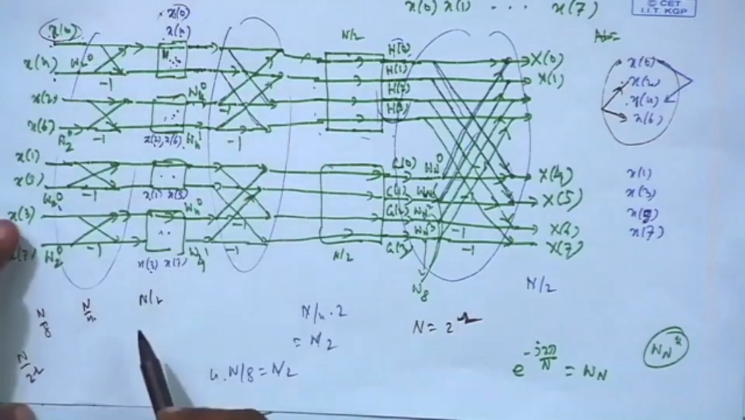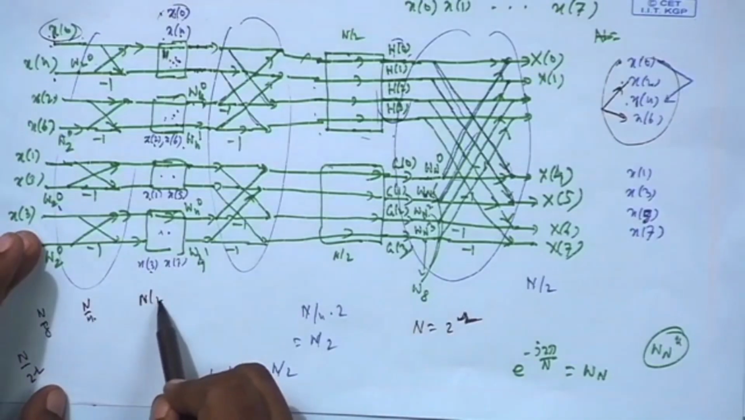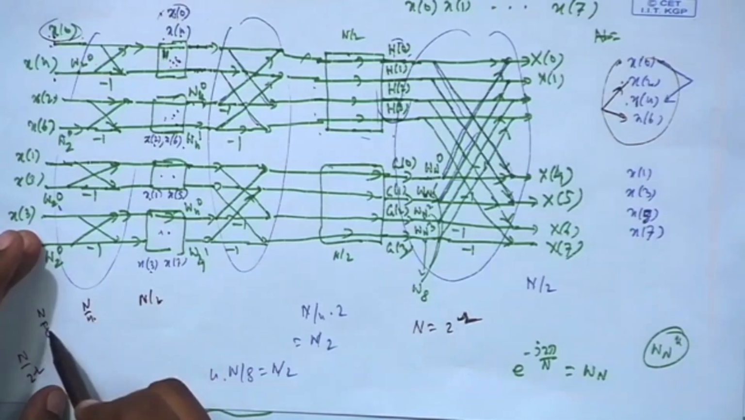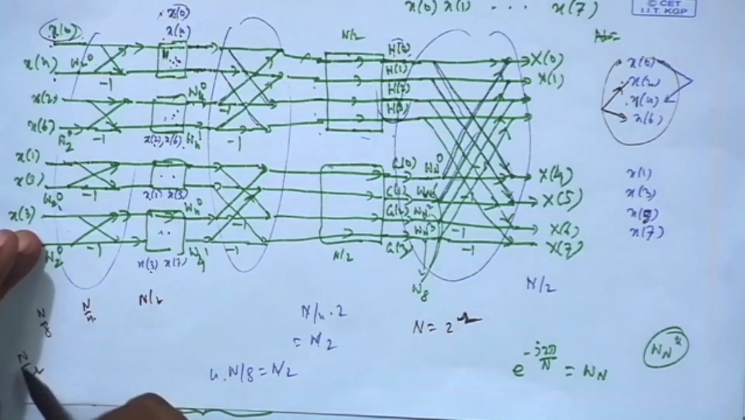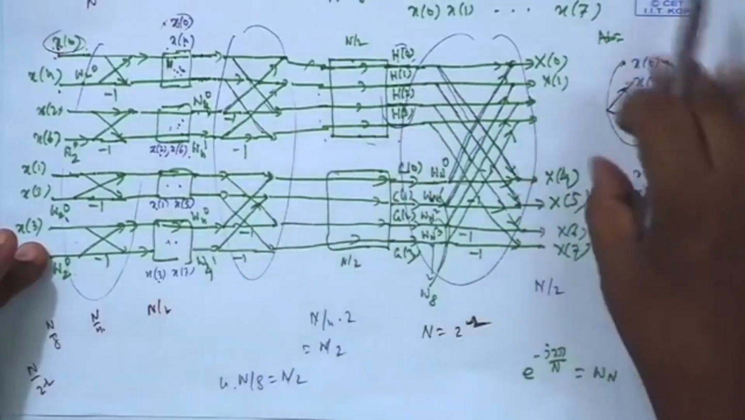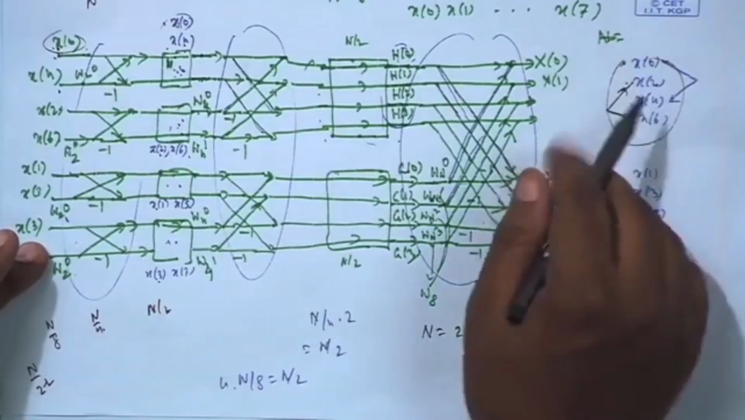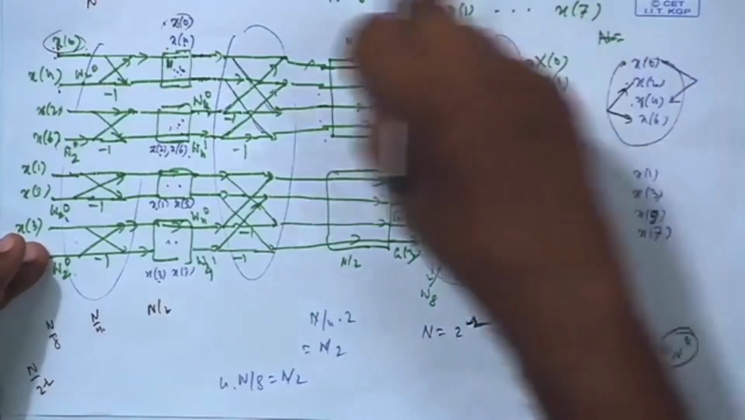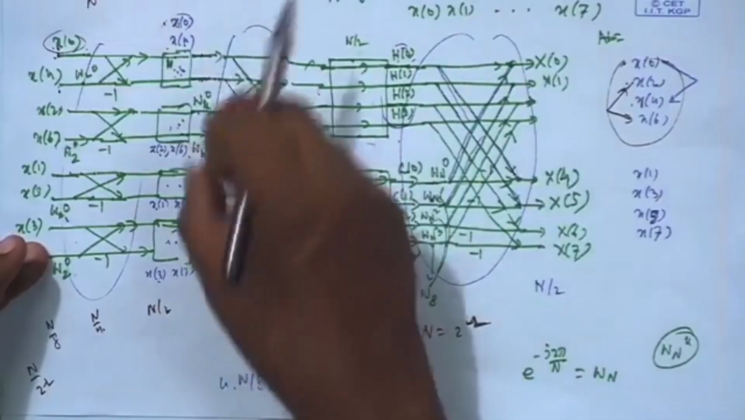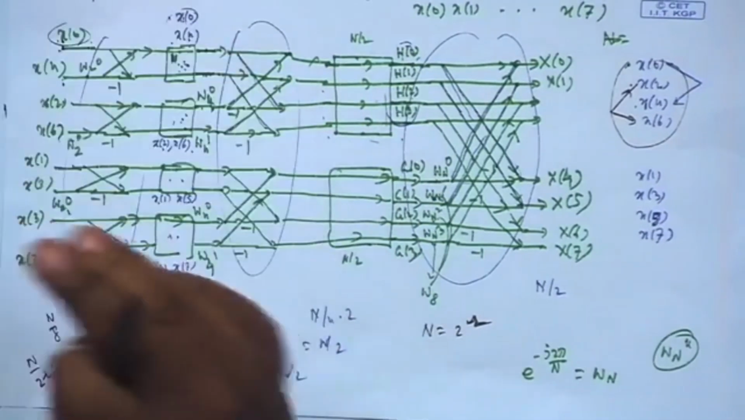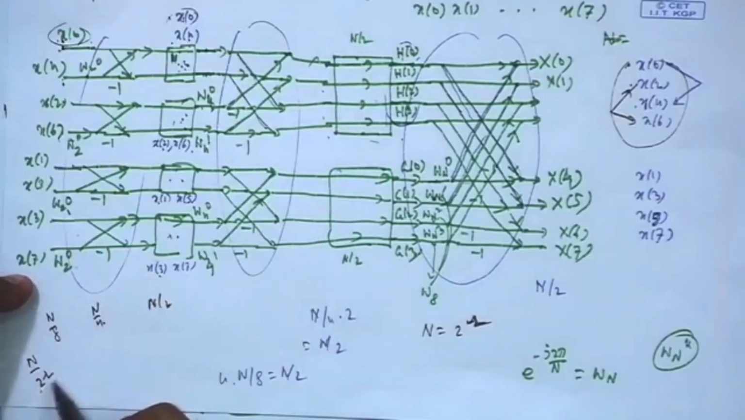So, when do I reach 1 point? I started with n by 2, stage 1, then n by 4, which is 2 to the power 2, stage 2, n by 8, stage 3. 3 stages: n by 2 to the power r, where 2 to the power r is n, then only n by n is equal to 1. So, after r stages, breaking into subsequences again and again, I get 1 point sequences. Here it was 4 point, 4 point, then 4 points were divided into 2 point, 2 point, 2 point, 2 point, then 2 point was divided into 1 point, 1 point, 1 point, 1 point. So, sequence length becomes 1 point. That happens only when I have got r stages.